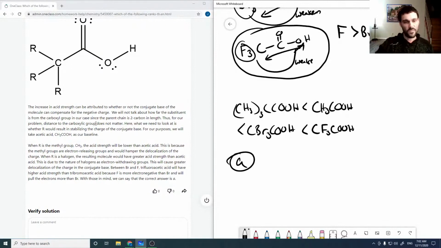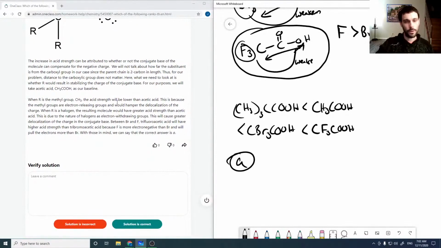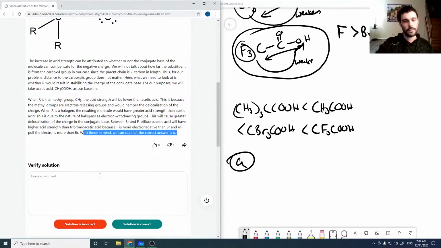So whether it stabilizes the negative charge, or the strength of your electron withdrawing groups, with the methyl group, the acid strength will be lower because there are electron donating groups. And with halogens, you're going to get a stronger acid strength. So with those in mind, we can say the correct answer is A. So that was good.